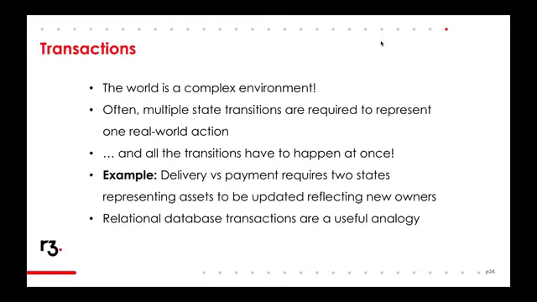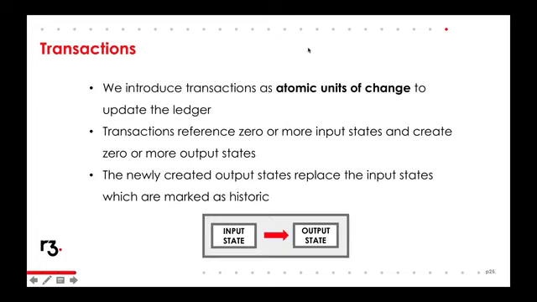And you can think of them as quite similar to relational database transactions, although with relational database transactions you can roll them back if they're unsuccessful halfway through, whereas with transactions in Corda, they're simply either uncommitted or committed, and we'll talk about what that means a bit later on in the slides. But for now, let's look at what a transaction is comprised of. As I said, transactions are atomic units of change to update the ledger.